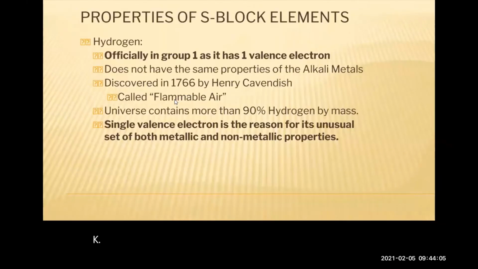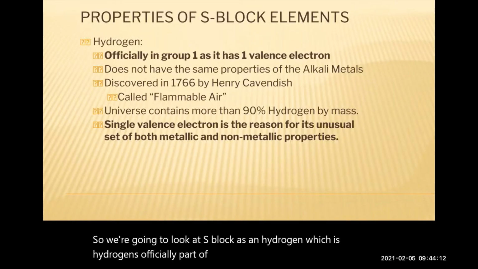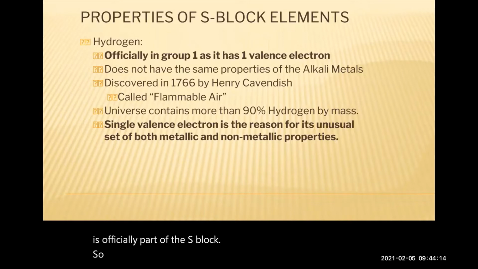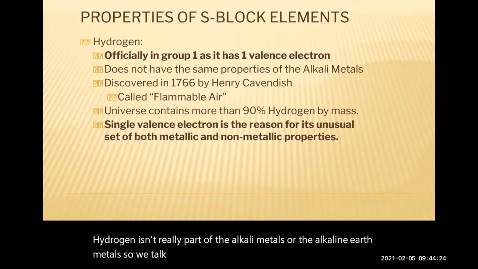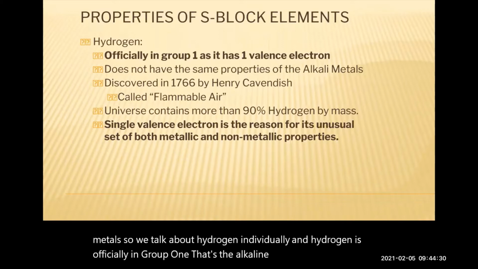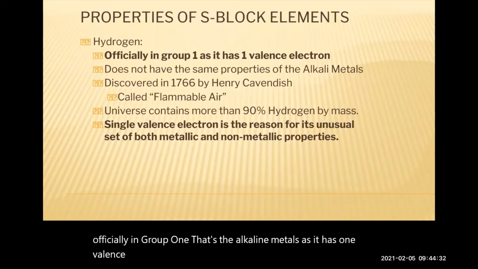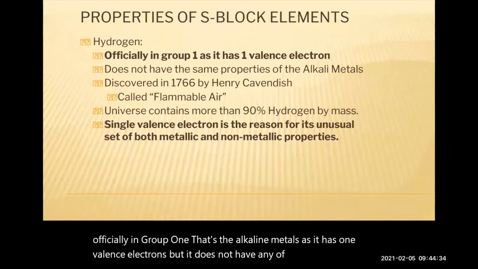So we're going to look at S block as in hydrogen, because hydrogen is officially part of the S block. So is helium officially, but hydrogen isn't really part of the alkali metals or the alkaline earth metals, so we talk about hydrogen individually. And hydrogen is officially in group 1, that's the alkali metals, as it has 1 valence electron, but it does not have any of the same properties of the alkali metals.